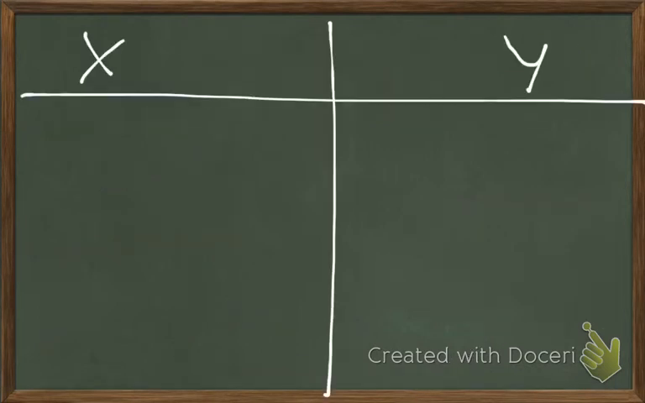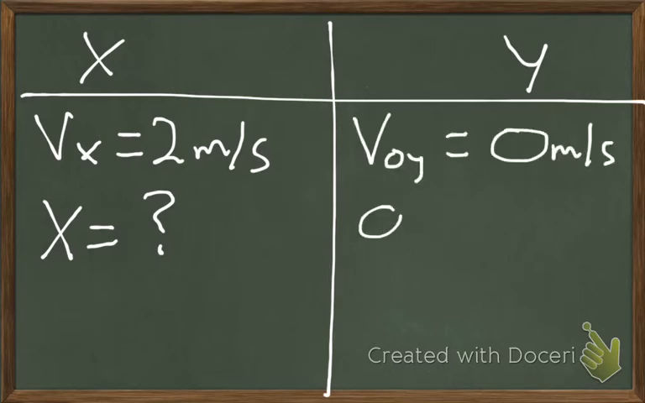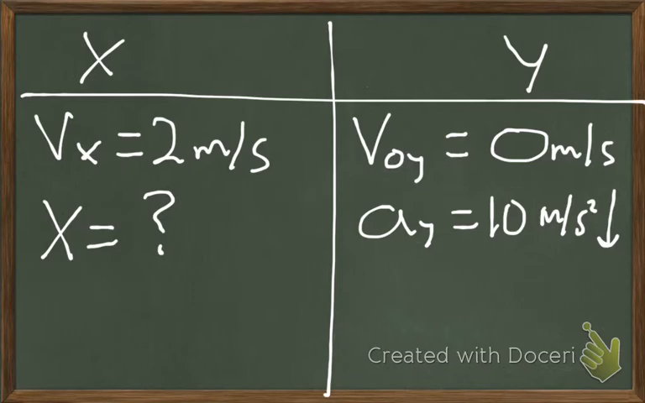Okay, so let's do what we did before. We're going to break up the x stuff and the y stuff. So I already know what I'm looking for in the x direction. This is what we're mostly interested in. We're interested in x, and I know the x velocity. And in the y direction, I know a few things. If this leaves perfectly horizontally off the table, then the initial velocity in the y direction is 0. This will be the same thing as dropping something straight down. And the acceleration is 10 meters per second down. So remember, this is always true for projectiles.